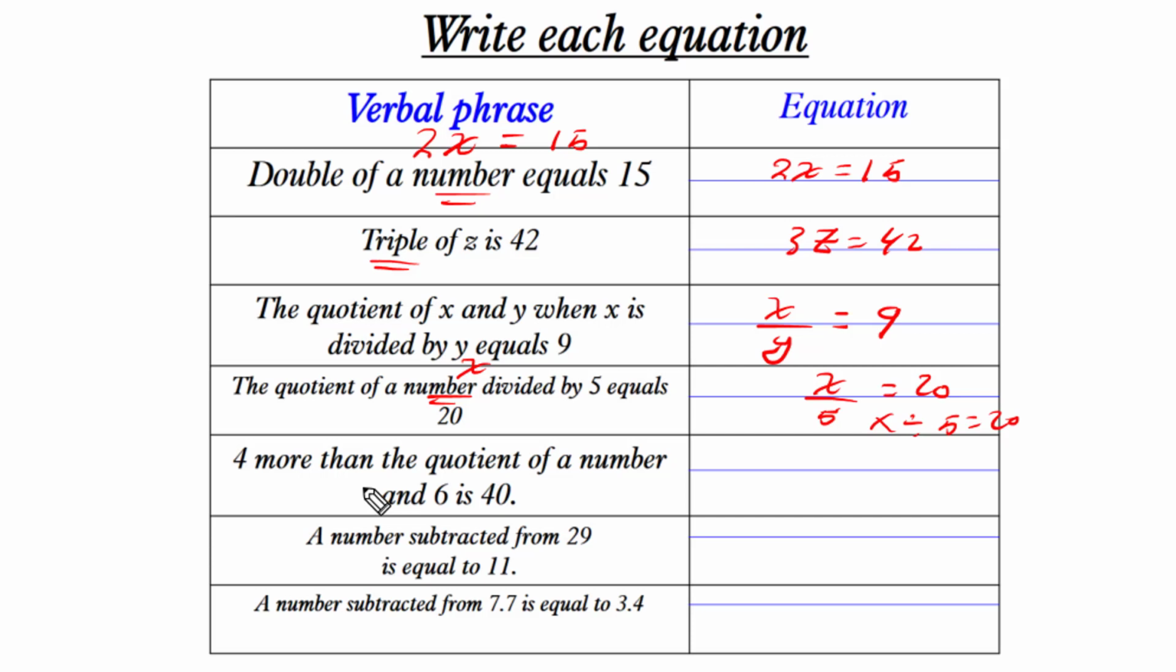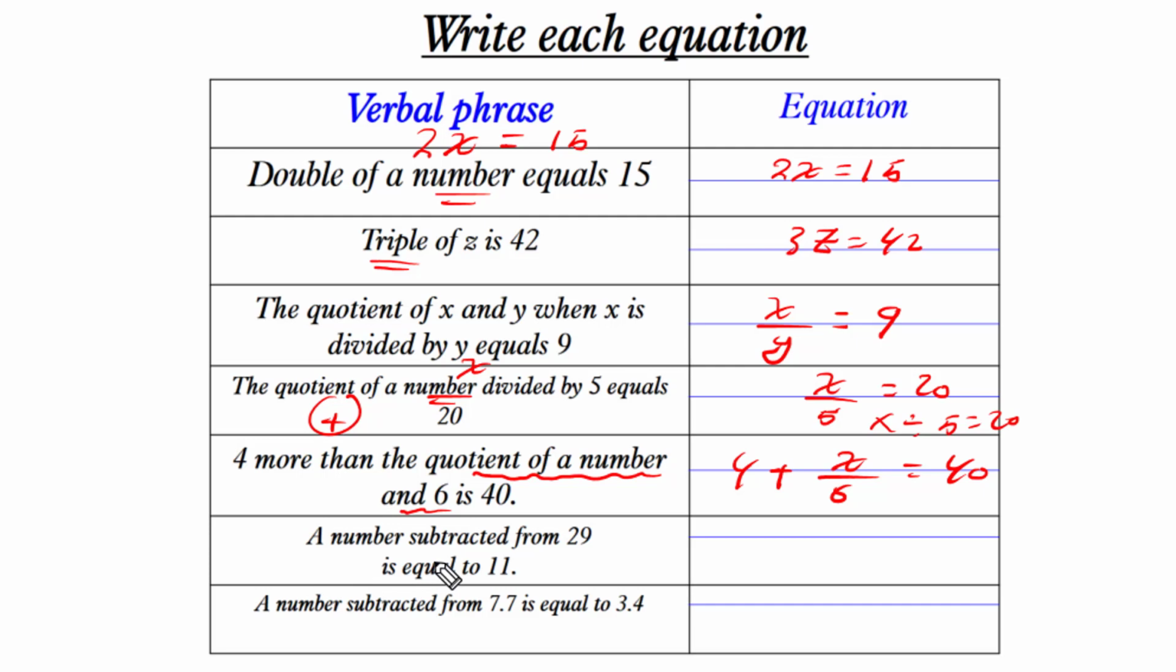Next, 4 more than the quotient of a number and 6 is 40. The quotient of a number x and 6 is x over 6, and 4 more than means a plus. So it will be 4 plus x over 6 equals 40. This is the equation.